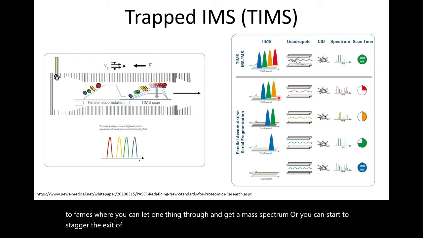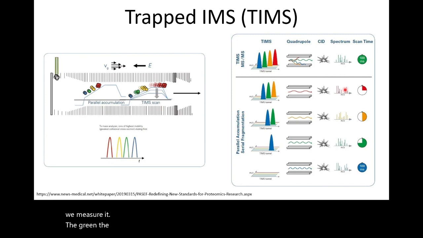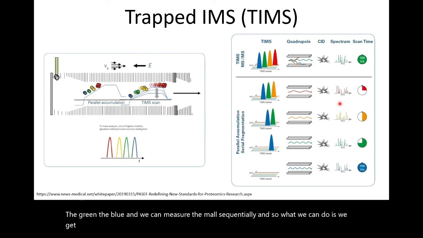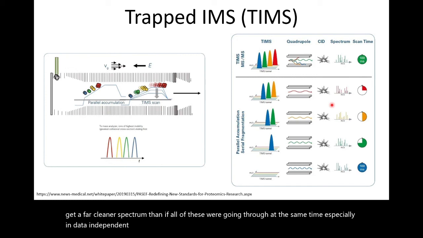So in this particular case, we set it so that we accumulate the red ion and we pulse that out and we measure it. The yellow ion, we pulse that out and we measure it. The green, the blue, and we can measure them all sequentially. And so we get a far cleaner spectrum than if all of these were going through at the same time, especially in data-independent acquisition, which we're going to talk about in the last lecture of this series.